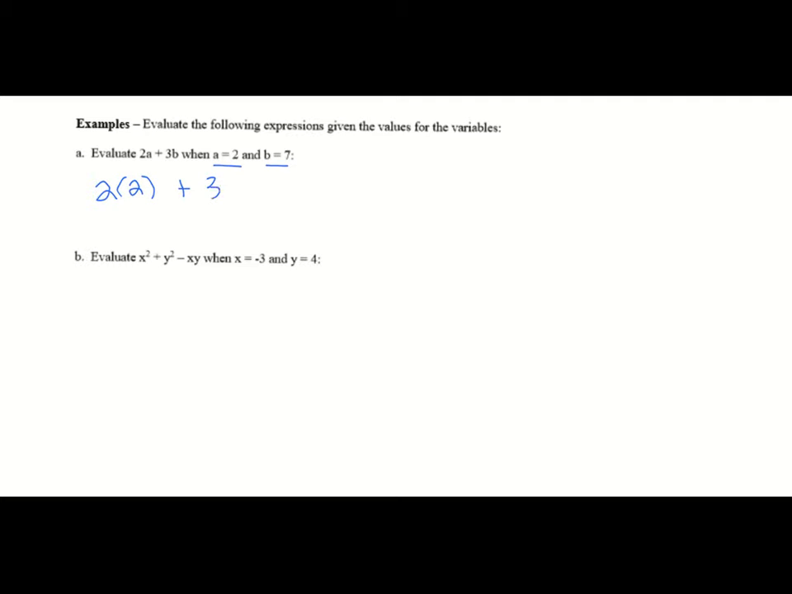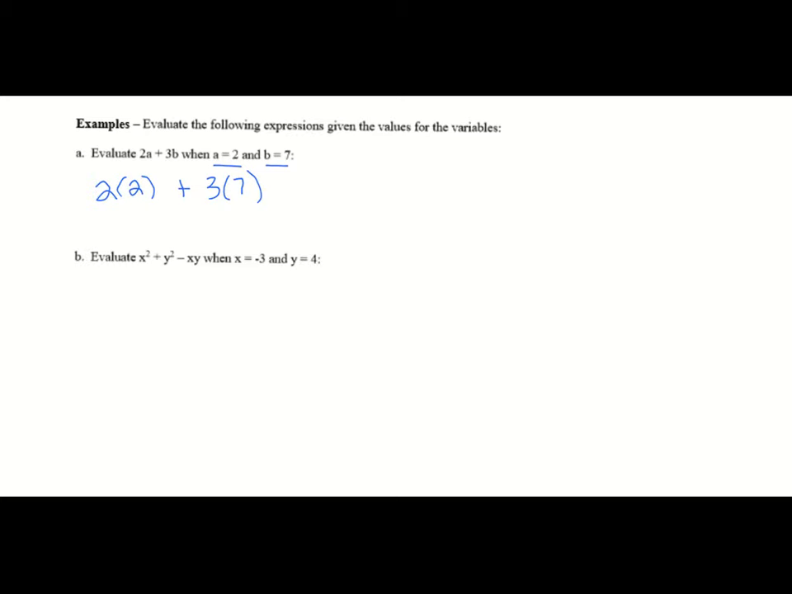All right, let's evaluate some algebraic expressions. So here, the first one we have is 2a plus 3b, and they want me to evaluate it when a equals 2 and b equals 7. So what I'm going to do is just plug in or substitute in my values for the variables. So instead of having 2a, I'm going to do 2 times a, which is 2, plus 3 times b, which is 7.